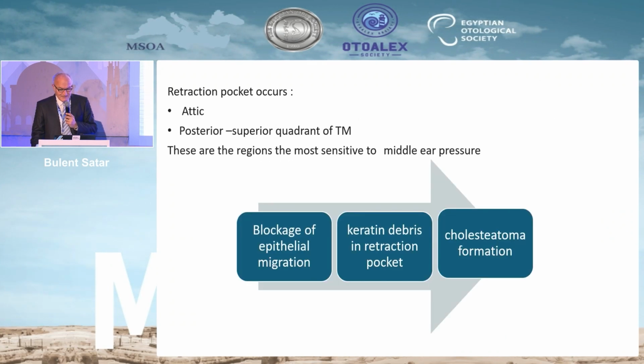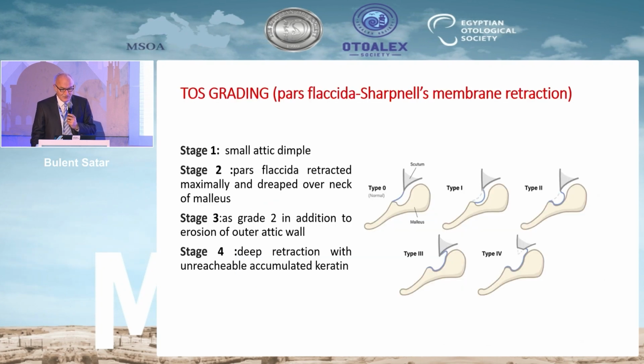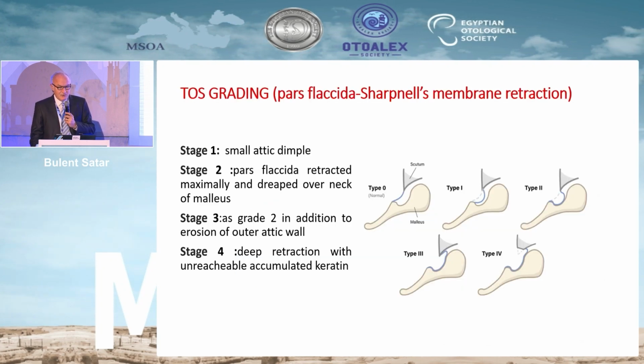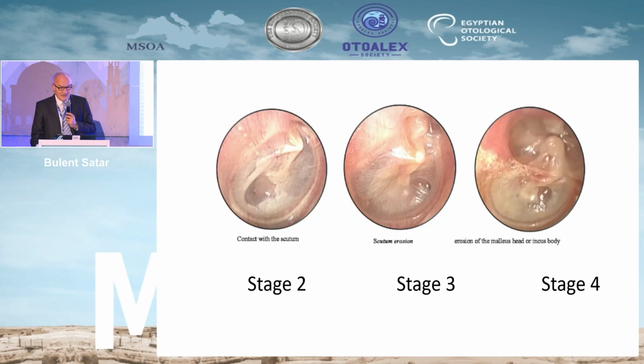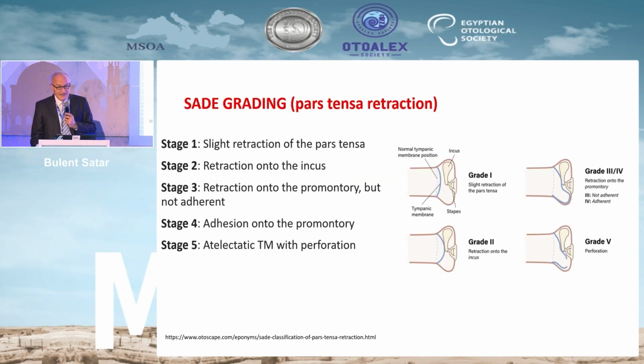I have to skip some of the theoretical issues. As we all know, there is the Tos grading for pars flaccida retraction pockets and the Sadé grading for pars tensa retraction.